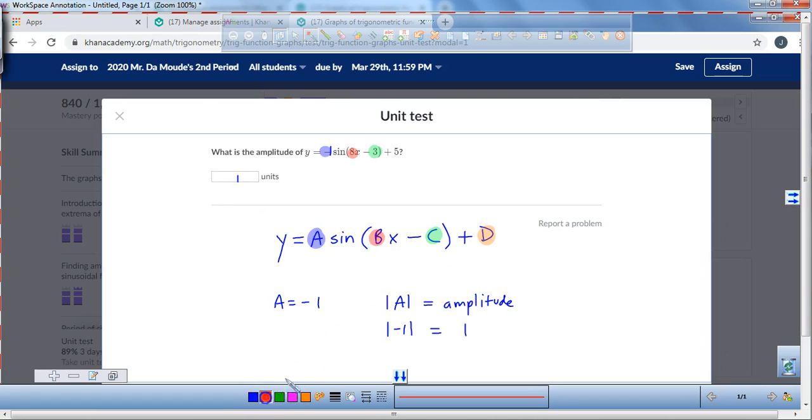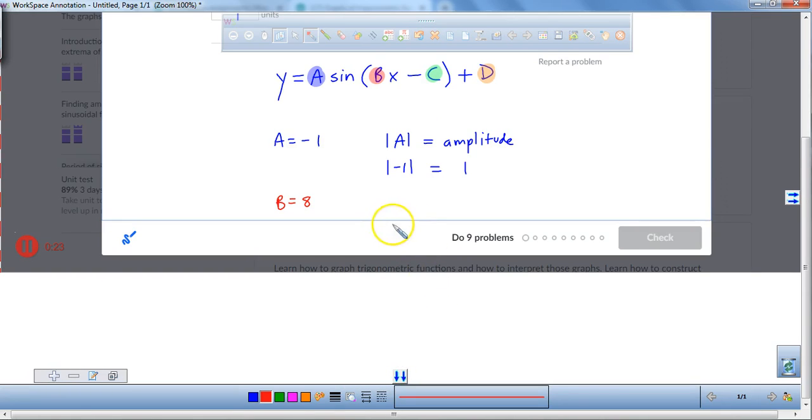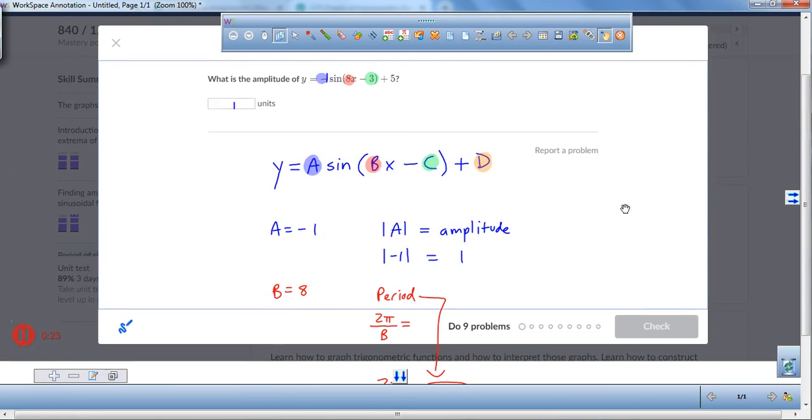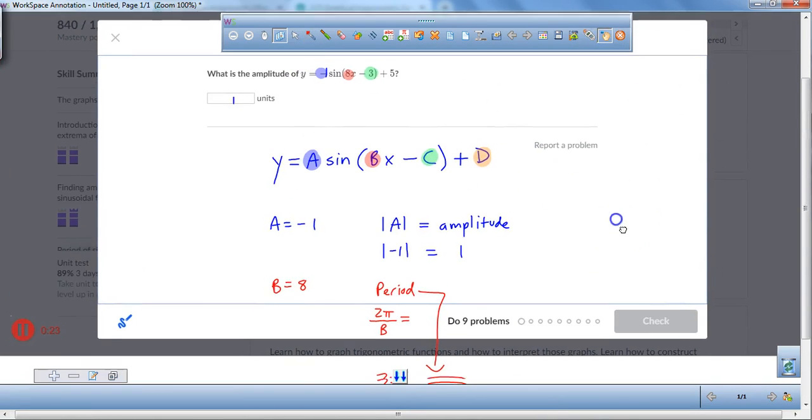But what if it asked you for what the b value is? The b value is 8. Well, what is the b value attached to? B value is attached to what's known as the length of the period. And the period is always 2 pi over the b value. Alright? So if I said, what is 2 pi divided by b, that would reduce to pi over 4. And the length of our period for this particular problem would be pi over 4. If it gave you the exact same equation and asked you for the period.